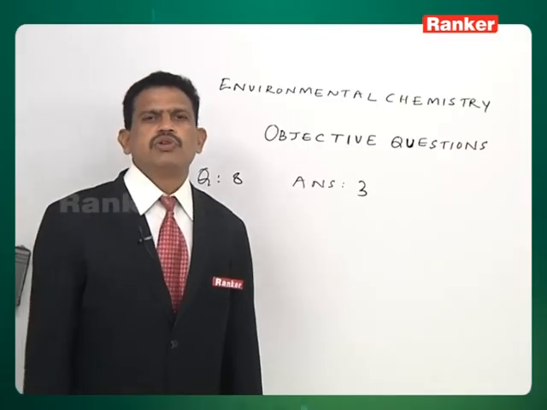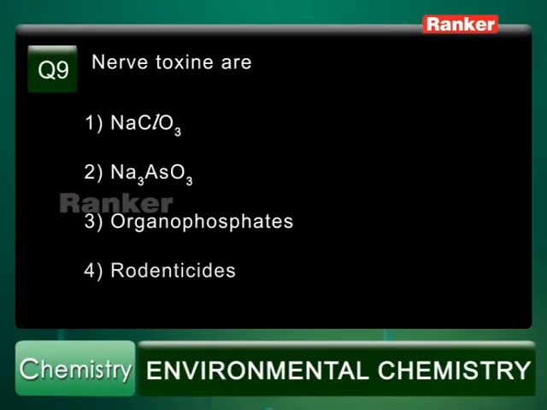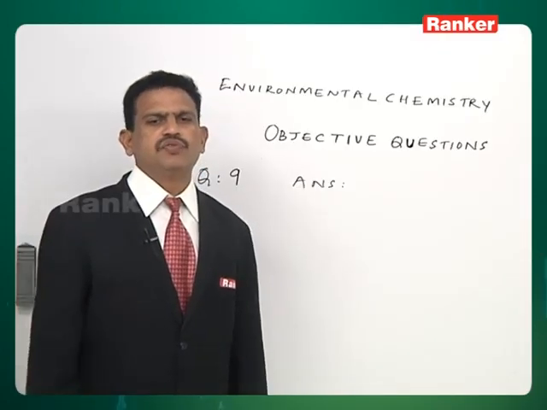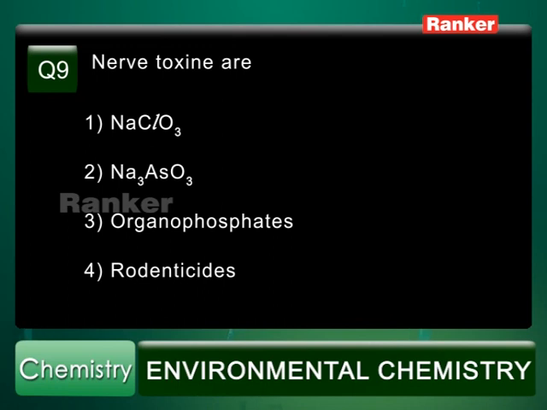Moving to question number 9. Nerve toxins are: option 1, NaClO3, sodium chlorate. Option 2, sodium arsenate, Na3AsO3. Option 3, organophosphates. Option 4, rodenticides. The nerve toxins consist of organophosphates, so we can go for option 3.